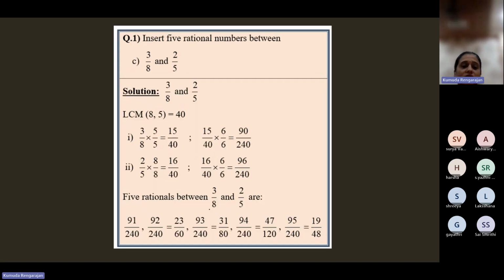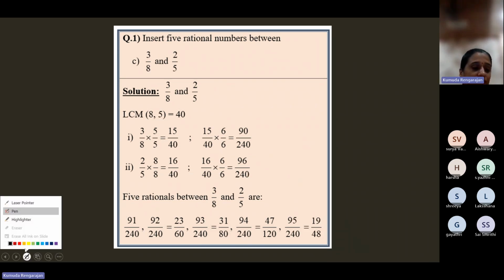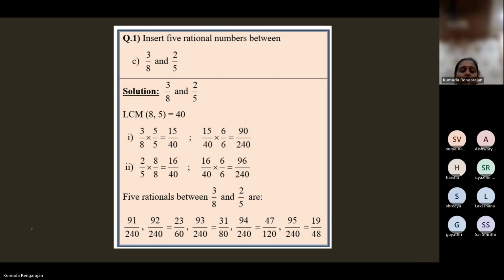3 by 8, 2 by 5. So you'll have to make them like fractions, bring them to the same denominator. So 3 by 8 is 15 by 40 and 2 by 5 is 16 by 40. Find the LCM, write their equivalent fractions, bring them to the same denominator. So 40, 15 by 40, 16 by 40.